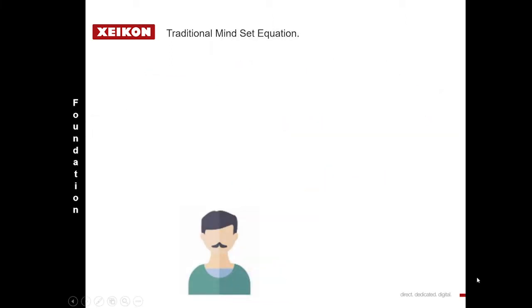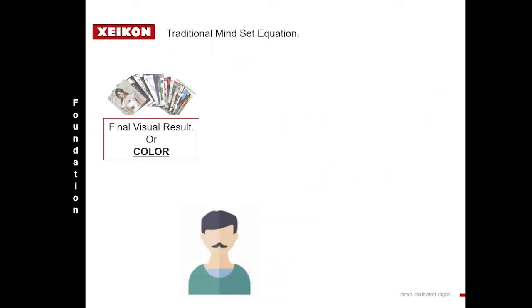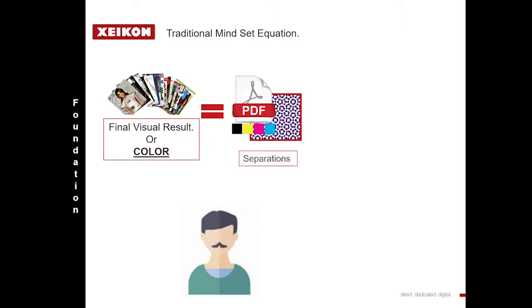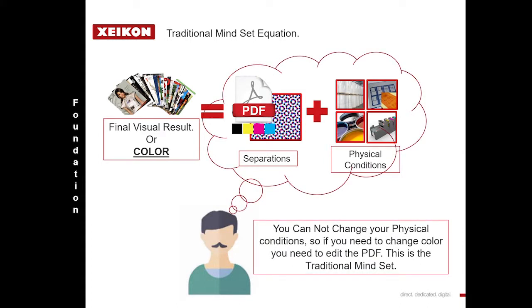So the traditional mindset, I think, goes something like this. We have a visual result, which is the function of the separations plus the physical condition. And because you can't change the physical condition, if you want to change the visual result, then you need to change the PDF or the separations. So changing a colour is a pre-press function. And we don't need to think that way with digital printing. We can take the same PDF and make it print with different visual results. So how do we do this?